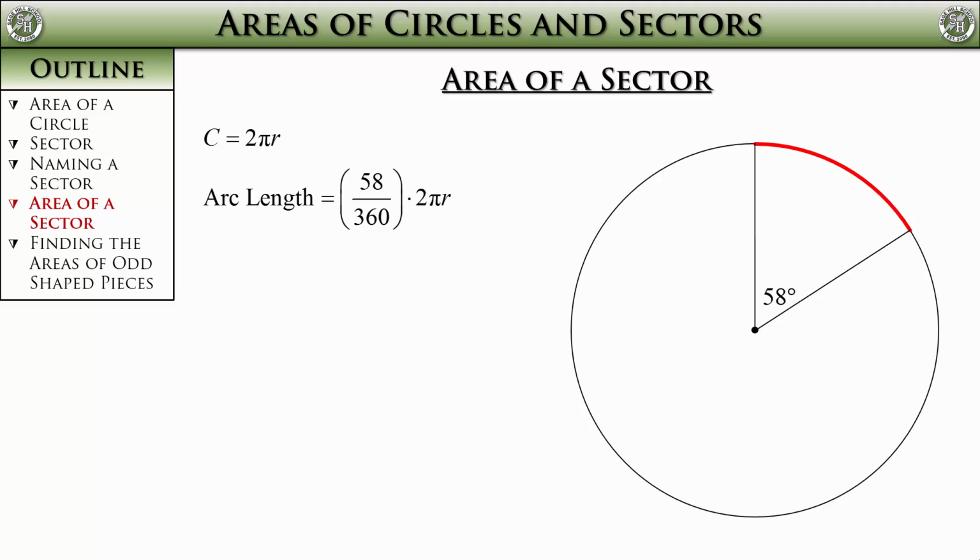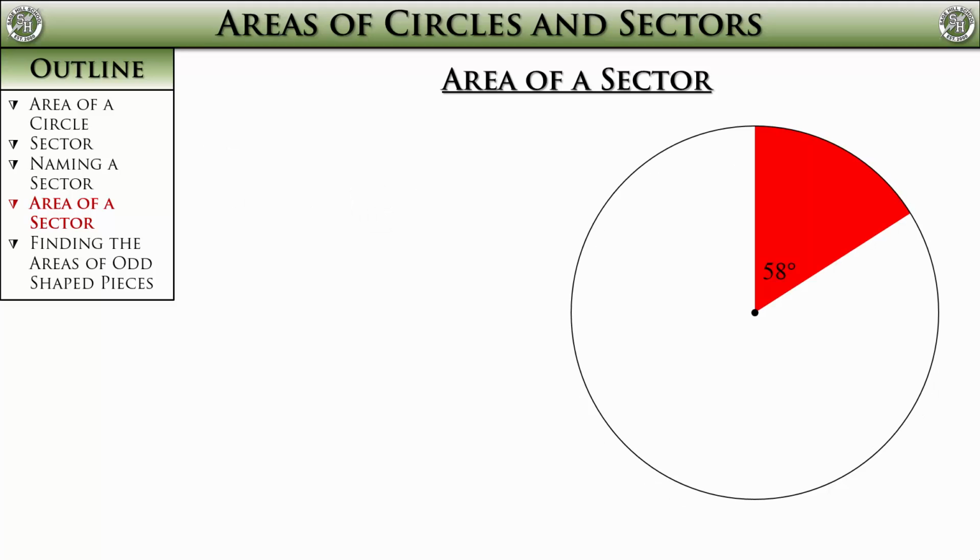The same kind of logic applies for sectors. For sectors, we aren't talking about the edge anymore. We're talking about the inside. It's a piece of the whole area. Therefore, we start out with a whole area calculation. That calculation would give us the area of the whole circle. But we don't want the area of the whole circle. We only want a piece of it.